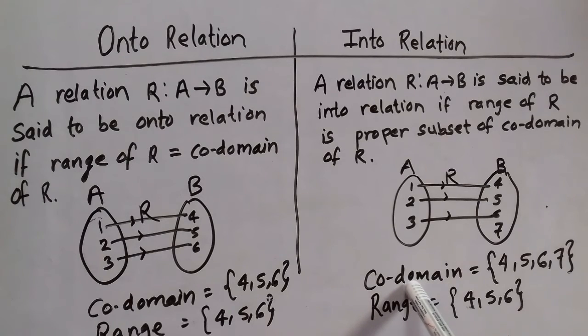I hope you have remembered the meaning of subset. And a proper subset means a set containing at least one element less than the other set and containing exactly the same elements. Here exactly the same elements are present and here one element is less than in the codomain. I hope you have understood clearly about onto relation and into relation.